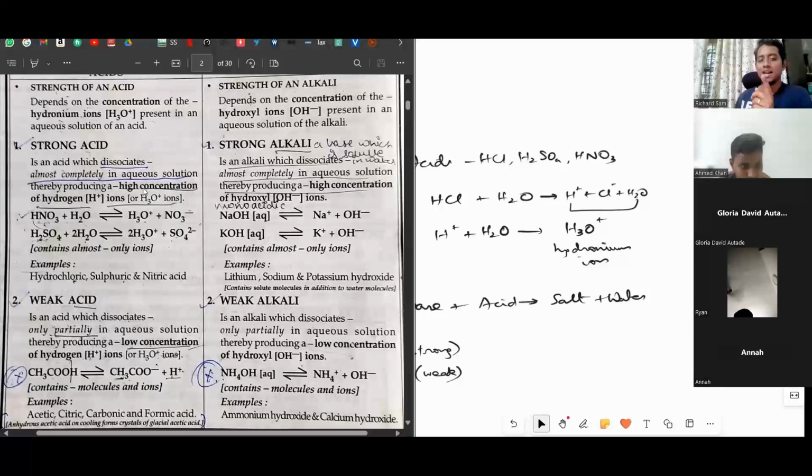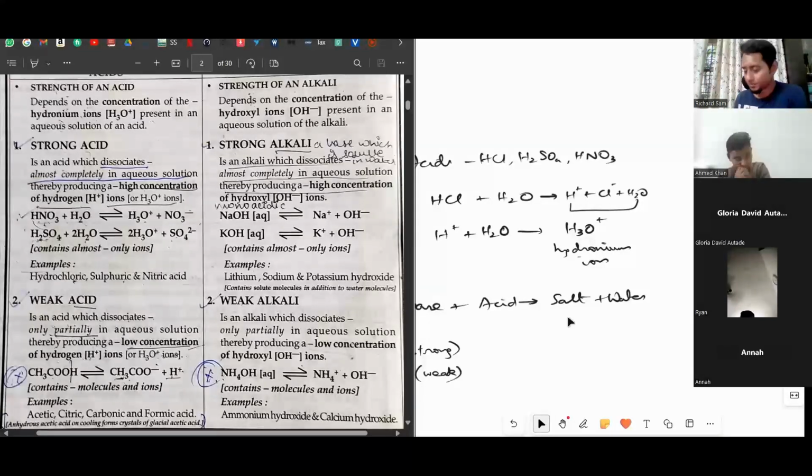In a strong acid, you will have a high concentration of hydrogen ions or hydronium ions. Hydrogen, when it joins with water, forms the hydronium ion, right? So if you have a high concentration of hydronium ions, it's a strong acid. In a weak acid, you will have a low concentration of hydronium ions. Any doubt in what is a strong and weak acid? Is it clear, everyone? Same thing for alkalis also.